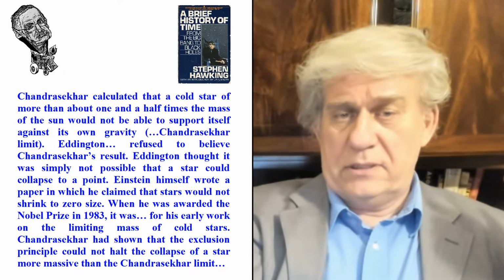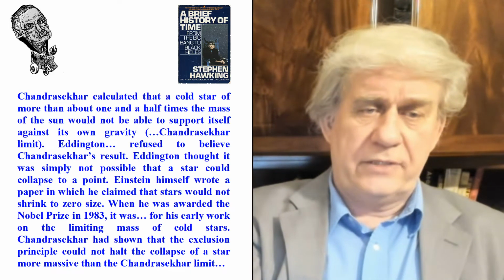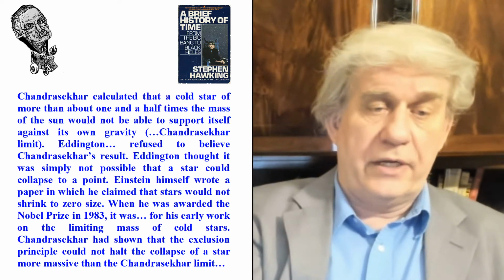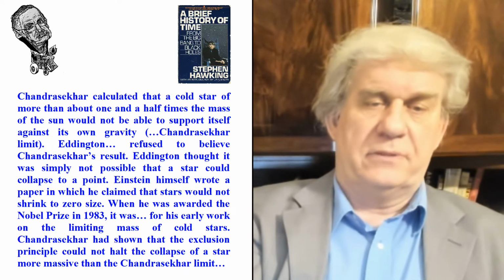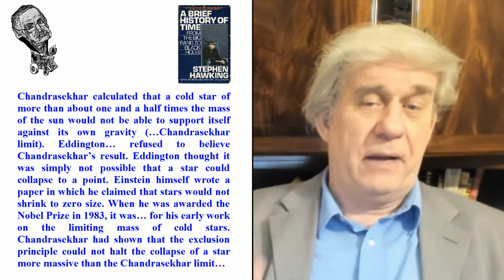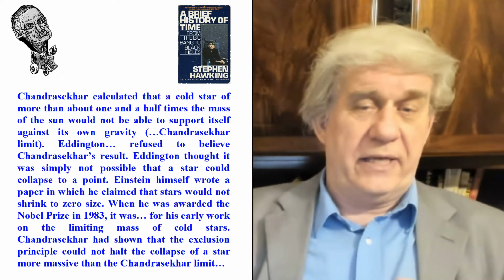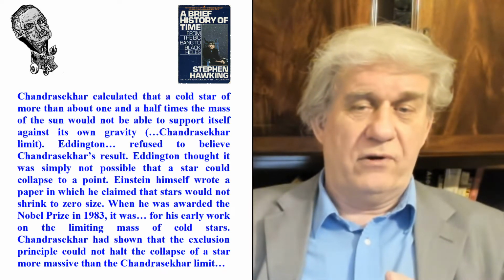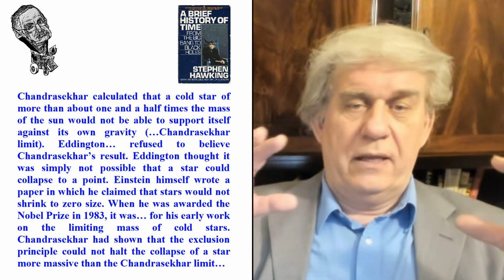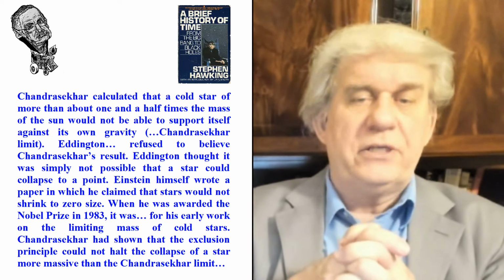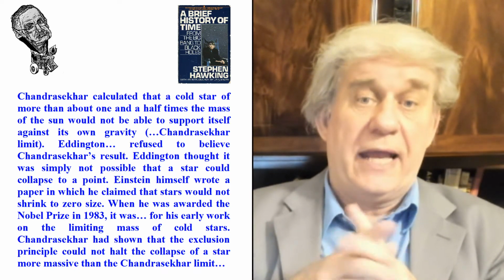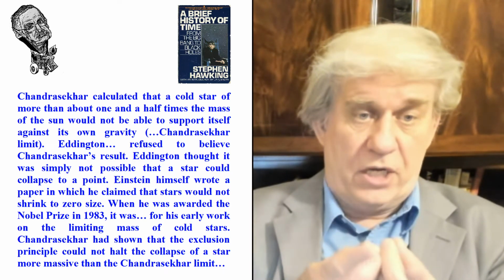Eddington, who was Chandrasekhar's supervisor, refused to believe Chandrasekhar's result. Eddington thought it was simply not possible that a star could collapse to a point, meaning nothing, zero-dimensional. We're not talking about a point being located with 2 coordinates or 3 or 4. No, we're talking about a 3-dimensional object, a star, a sun, collapsing until it disappears completely matter-wise. It crushes all matter out of existence. It has no structure. That's what he's talking about.